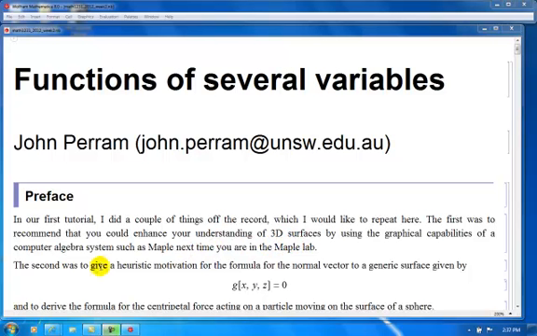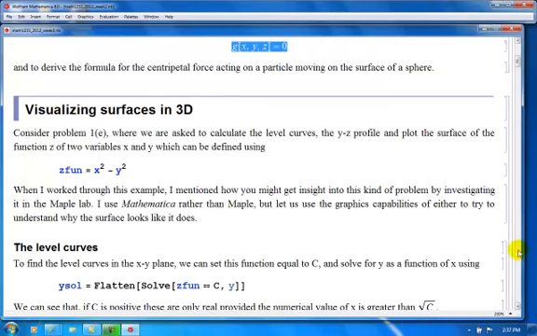The second was to give a heuristic motivation for the formula for the normal vector to a generic surface given by an equation of this form involving a function of three variables. And I used that to derive the formula for the centripetal force acting on a particle moving on the surface of a sphere. So let's get going.